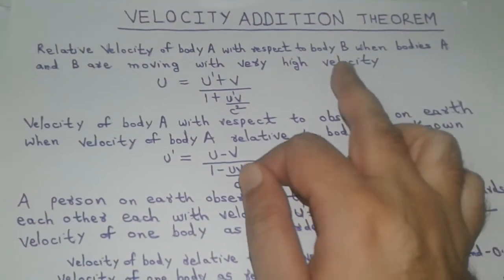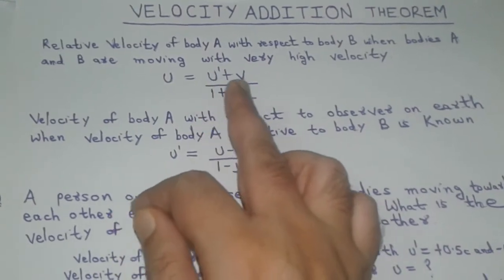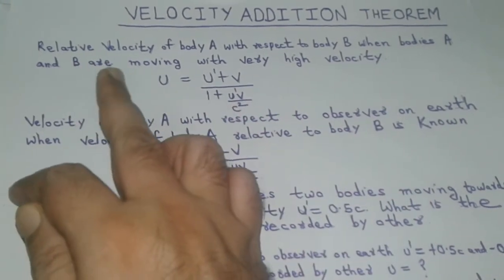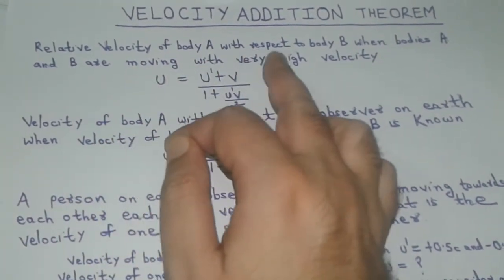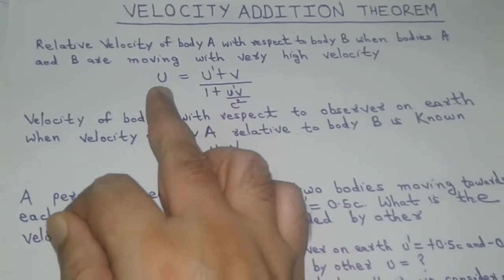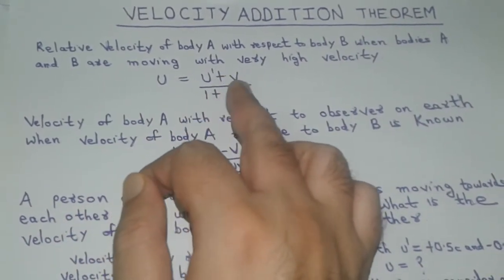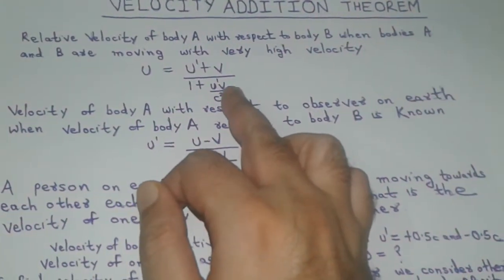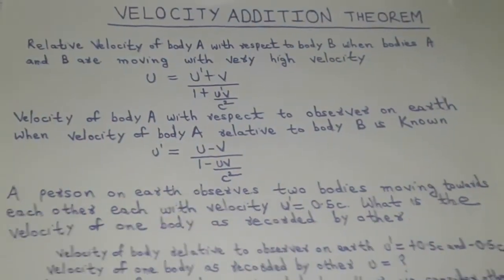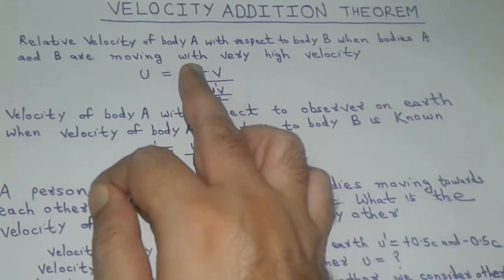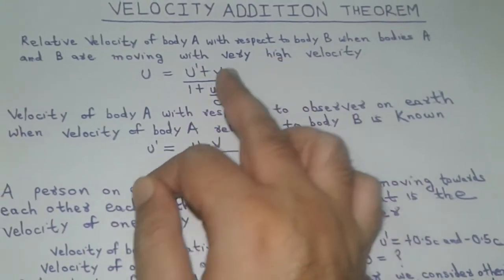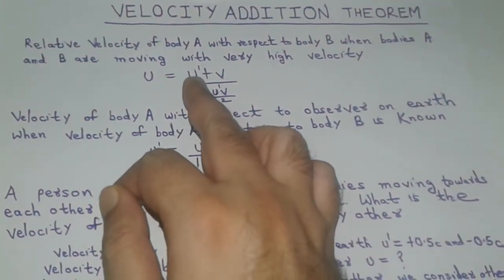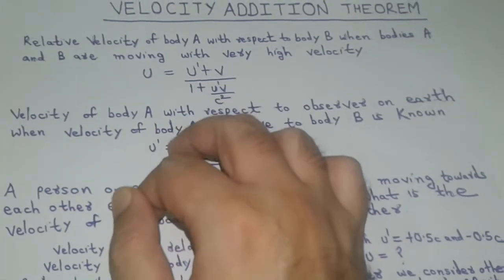Let us consider two bodies A and B which are moving with very high velocity comparable to velocity of light. Then the relative velocity of body A with respect to body B is given by u equal to (u' plus v) upon (1 plus u'v by c square), where v is the velocity of earth. To find the relative velocity of body A with respect to body B, we assume body B to be at rest. So u' is the velocity of body A relative to earth.